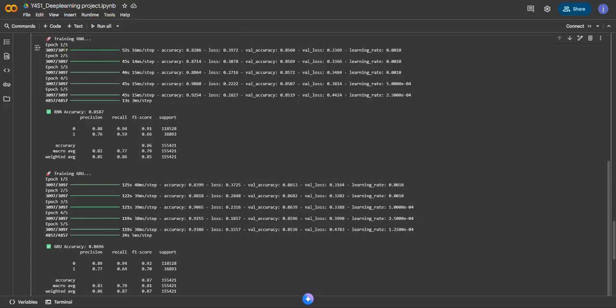Overall, I'm really happy with how this project turned out. Building and comparing these 5 models gave me a deeper understanding of how neural networks process language and how small architectural changes can make a big difference in accuracy. So that's my complete deep learning pipeline for Twitter sentiment analysis, from raw tweets all the way to an evaluated model. Thank you so much for watching.